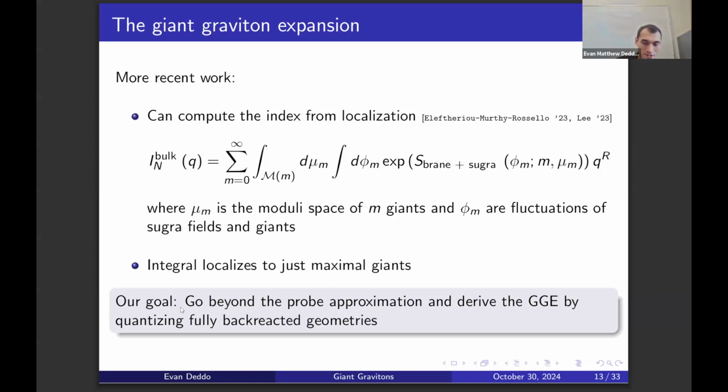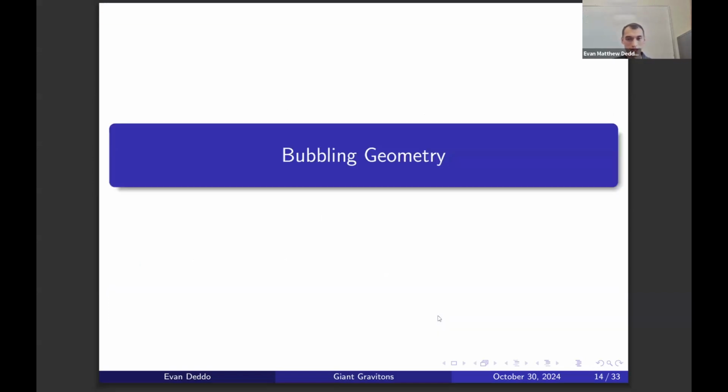But our goal will be, because this relies on a probe brane approximation where the brane is treated as some object inserted into supergravity, we know that this should also have a back-reacted description in full supergravity. So the idea here will be to go beyond this probe approximation, work fully in the moduli space of half-BPS supergravity configurations, quantize these, and then derive the giant graviton expansion in this manner. So next, I will describe the parameterization of these half-BPS geometries in supergravity, and then show how to quantize them.